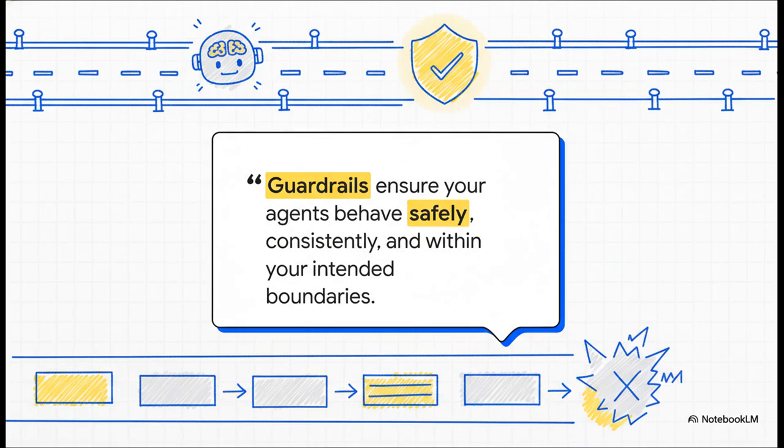So what do you do? How do you manage all that chaos? The answer is guardrails. You've got to build in safety systems. These are the rules, the boundaries, the hard limits you put in place to make sure your agent behaves safely, stays consistent, and operates within the boundaries you set. Honestly, they are absolutely essential if you want to use these powerful systems responsibly.